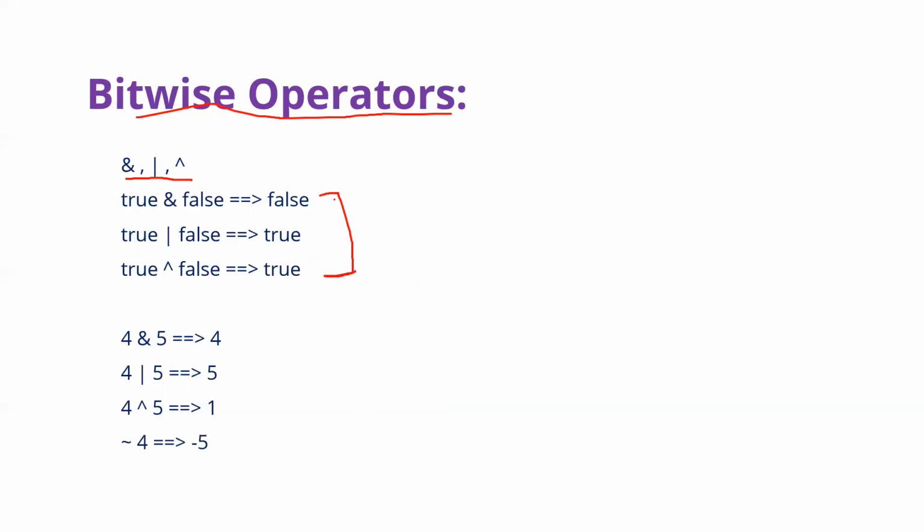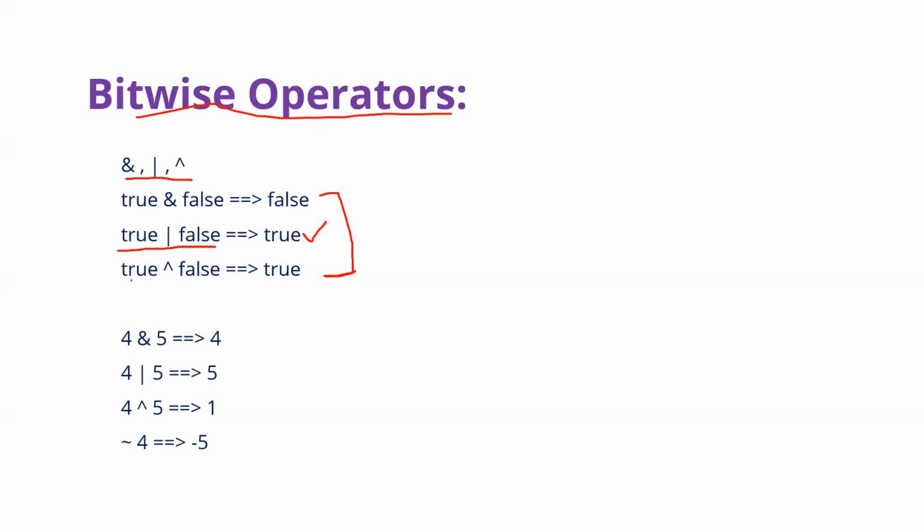True and false, you will get false, because only if both the values are true will you get true. In all the remaining cases, you will get false. True or false: if any one of the values is true, you will get true. If both the values are false, you will get false.